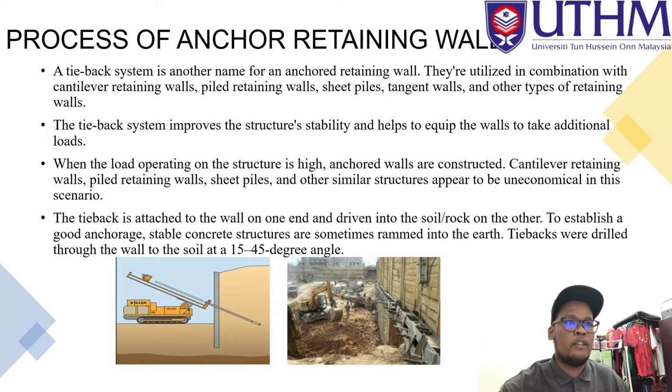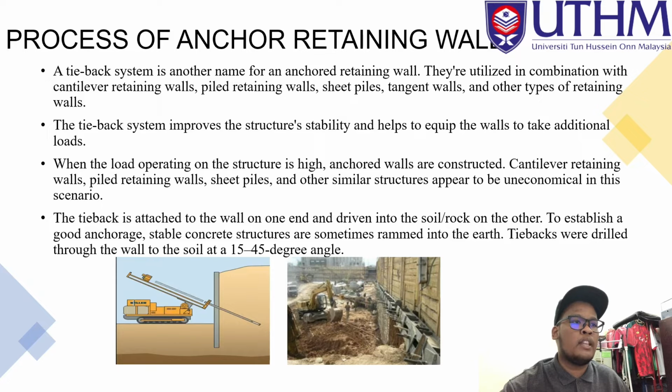Process of the anchor retaining wall. A tie-back system is another name for the anchor retaining wall. They are utilized in combination with cantilever retaining walls, pile retaining walls, sheet piles, tangent walls, and other types of retaining wall. The tie-back system improves the structure's stability and helps equip the wall to take additional loads. When the load on the structure is high, anchor walls are constructed. Cantilever retaining walls, pile retaining walls, sheet piles, and other similar structures appear uneconomical in this scenario.